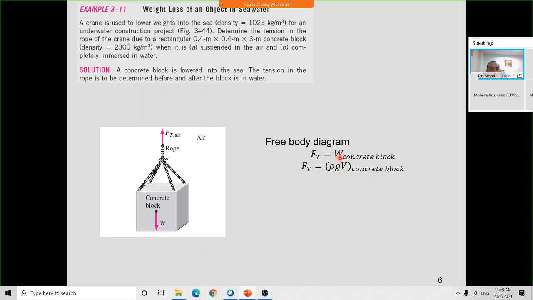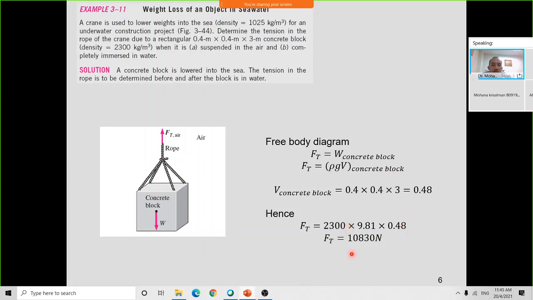Weight is equal to mg, and m equals ρ times V. That's how we got this equation, ρgV. The V for the concrete block is 0.4 times 0.4 times 3, which is 0.48 meters cube, and hence the tension of the rope is 2,300 times 9.81 times 0.48. So you got the tension of the rope as 10,830 Newton. This is the tension of the rope if it is lifted in the air, not yet submerged in the water.